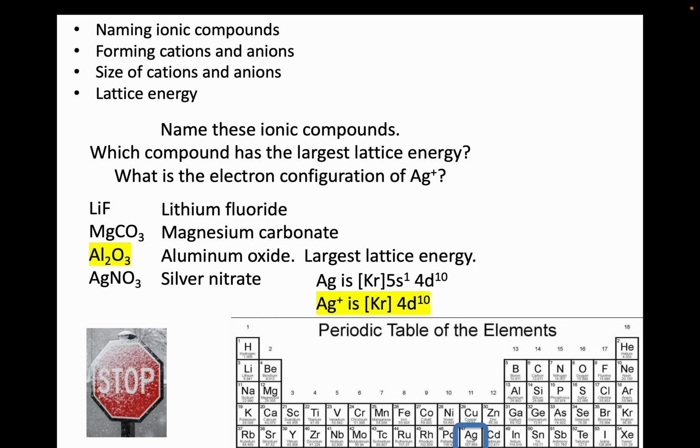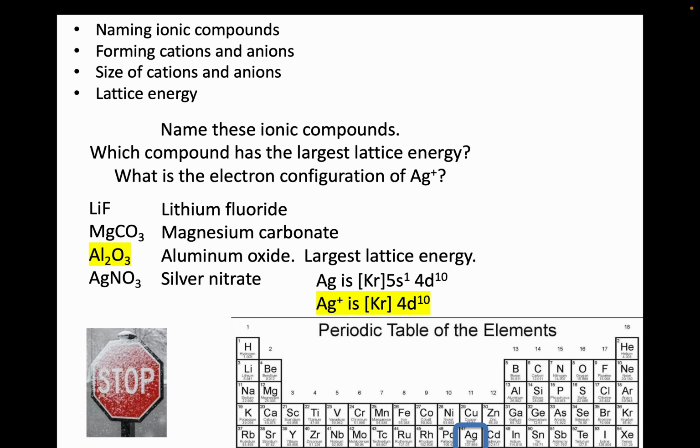For the naming, we have lithium fluoride, magnesium carbonate. Carbonate is a polyatomic anion that we need to know. Aluminum oxide, and silver nitrate. Silver nitrate has another polyatomic anion. The one with the largest lattice energy, that would be the aluminum oxide. I'm looking at the charges first, and aluminum's +3, oxide's -2. That's the greatest combination of charges.